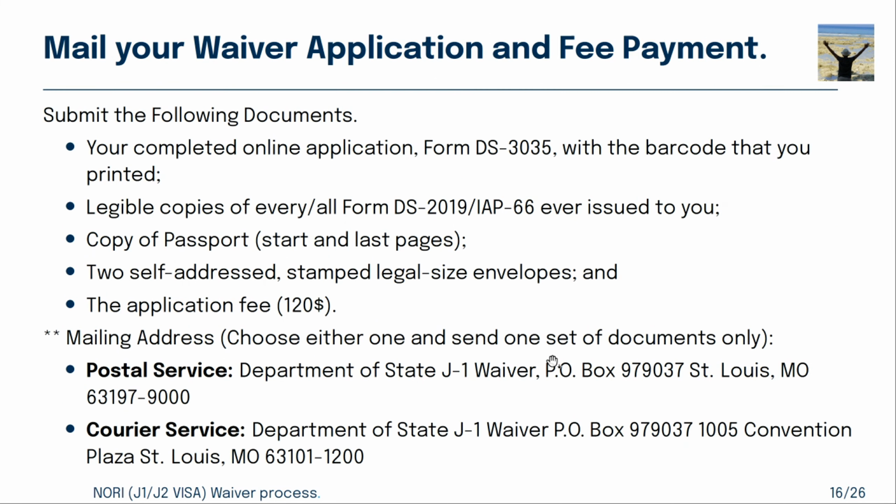These are the documents they need: your completed online application DS3035, a legible copy of all DS forms, a copy of passport, two self-addressed stamped legal size envelopes, and the application fee of $120. And then where you have to send. If you see, you have to send to St. Louis. There are two different addresses available. Let's say if you are sending through the USPS, then you should use the postal service address. Or if you are sending through a private courier like FedEx, then you should use the courier service address, right?